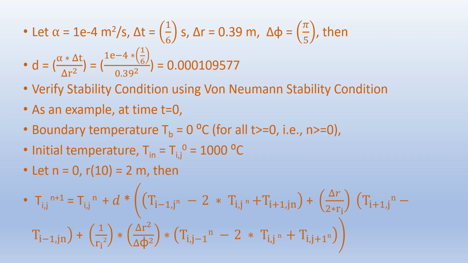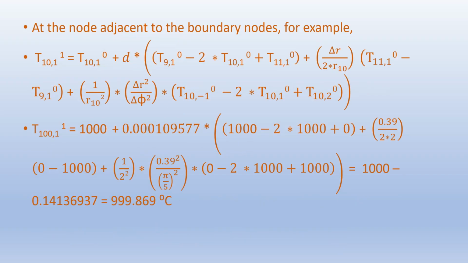And our equation 3, which we derived earlier, is given below. We need to substitute the values of all these initial and boundary conditions and the d value into the previous equation. And we get, for the first time step, a value of 999.86.